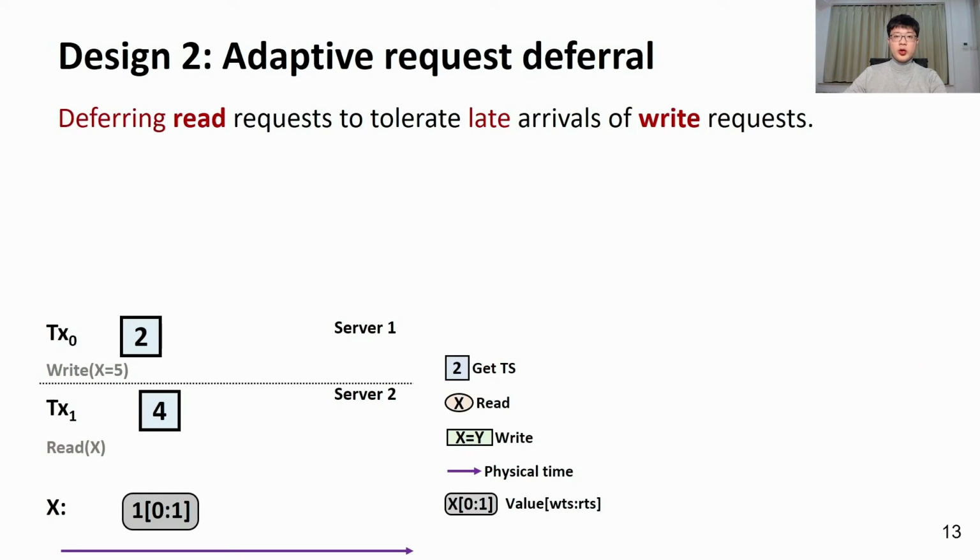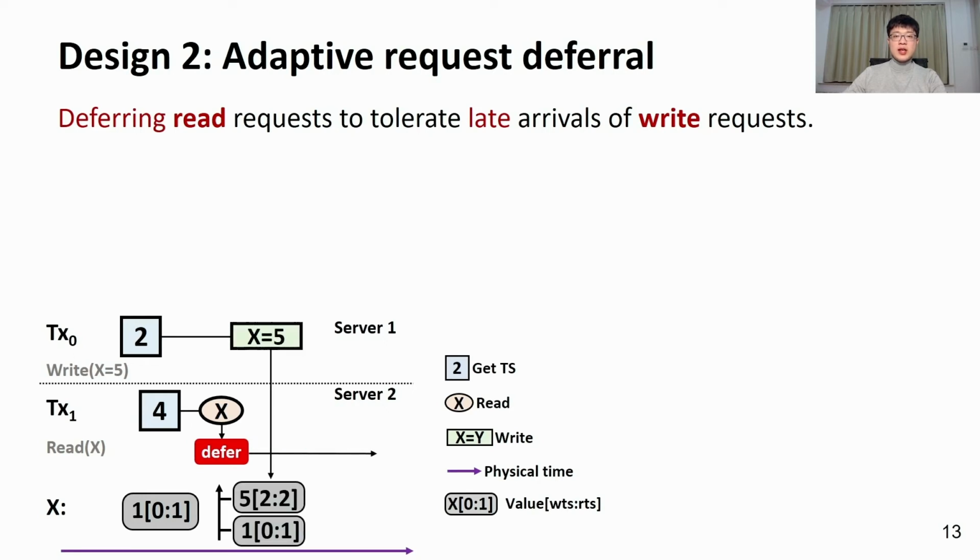Aurogon defers read requests to tolerate late arrivals of write requests. Let's take an example. Transaction 1 and X are on the same server, so transaction 1's request arrives at X earlier. After receiving transaction 1's read, the participant of X defers it for a preset interval instead of executing the read immediately. Then, transaction 0's write arrives and can be executed successfully. Finally, transaction 1's read succeeds too.